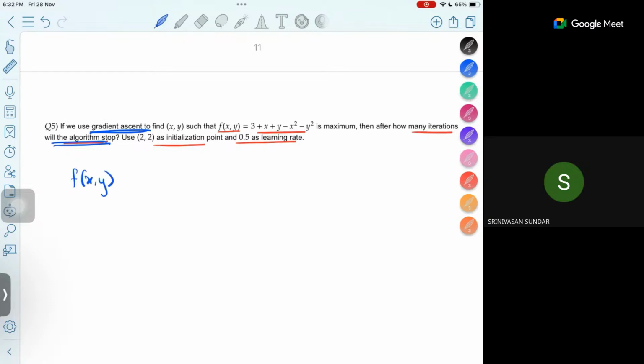Okay, so with all that said, let's take this f of x comma y, and we need to take the derivative of this. So actually we need to find del of f of x comma y, right? And 2 comma 2 is the initialization point and 0.5 is the learning rate.